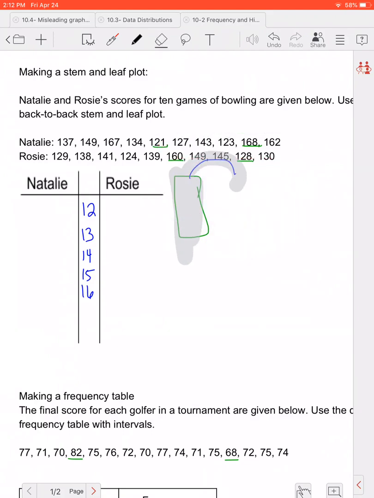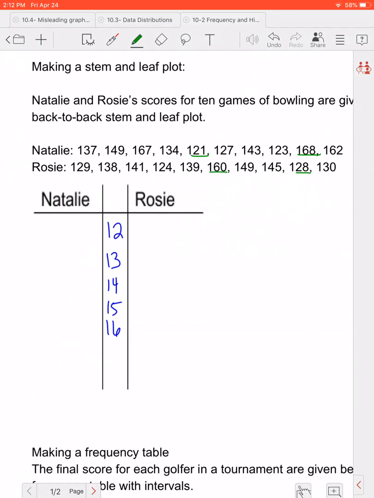It's being a little stinker. Okay, what I'm going to do is take each number for Natalie, so we're going to have 137. So 137 means a 1, 3, and then a 7 afterwards, and I'll have a comma. 149, so I'm going to put a 9 here. 167, so I'm going to put a 7 in the 16. 134, there's going to be a 4 here. 121, there's going to be a 1 here. 127, there'll be a 7. 143, it's going to have a 3 after the 14.